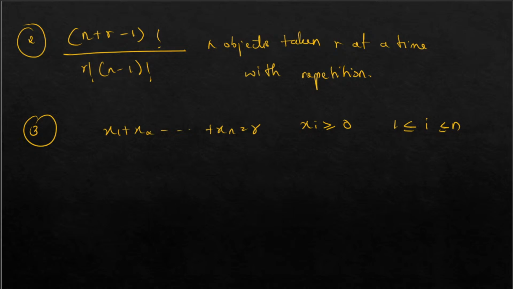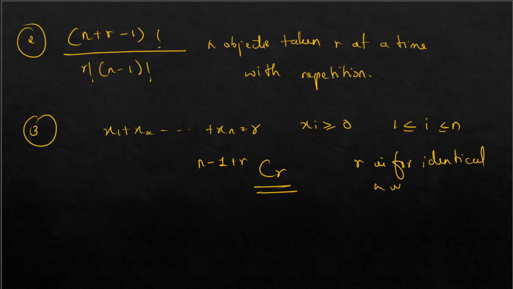Permutation and combination is a very important topic in discrete mathematics, so you should have knowledge of these formulas. r is for identical, n is for distinct.